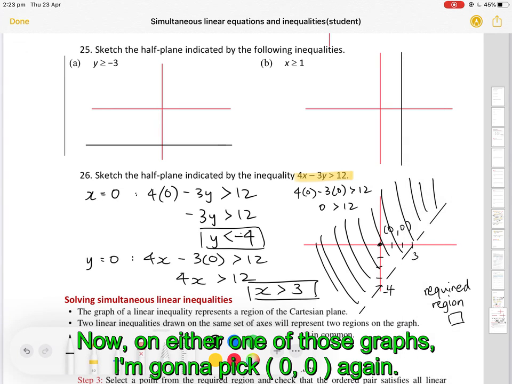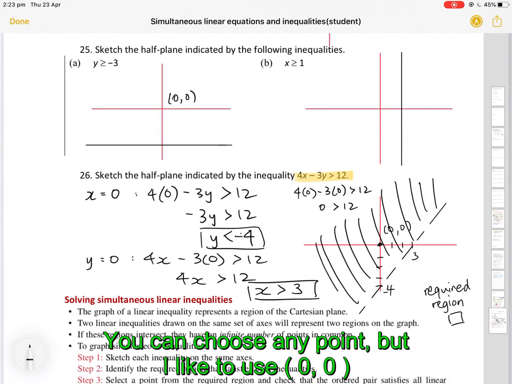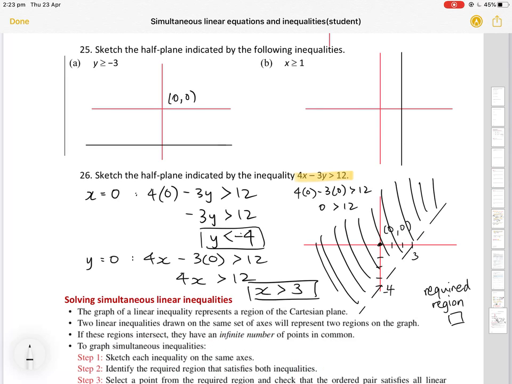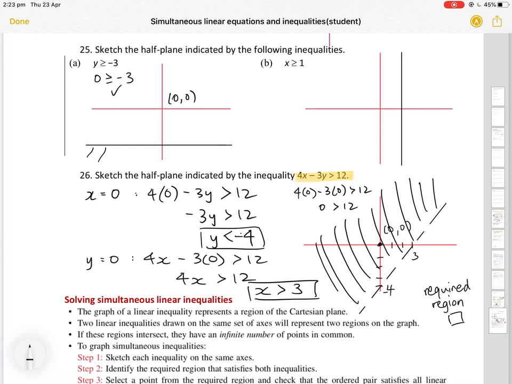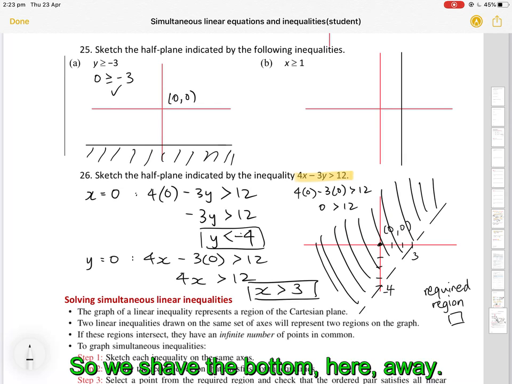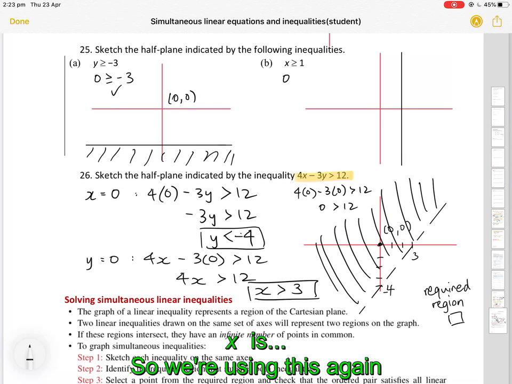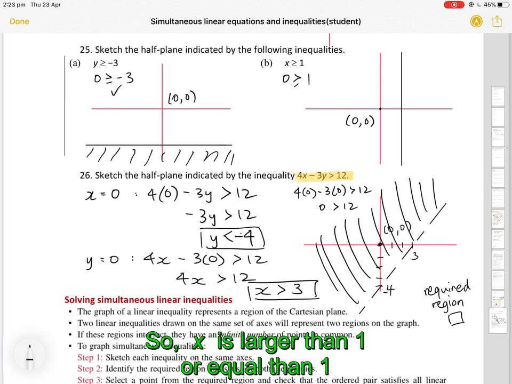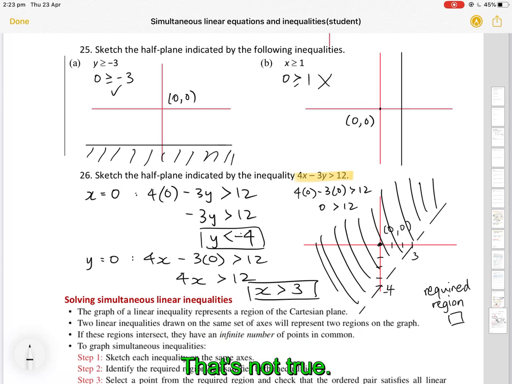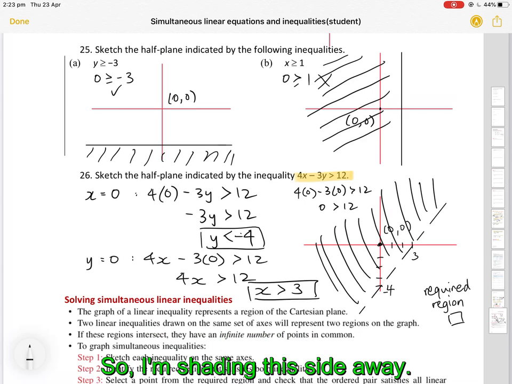Now on either one of those graphs, I'm going to pick 0, 0 again. You can choose any point, but I like to use 0, 0. And y would be 0. So y is greater than -3. That is correct. So we shade the bottom here away. Using this again, x is 0 and 1 is there. So is x larger than or equal to 1? That's not true. So I'm shading this side away.